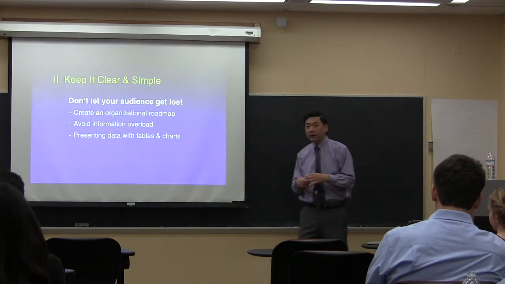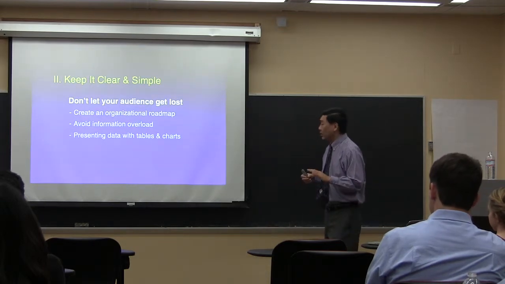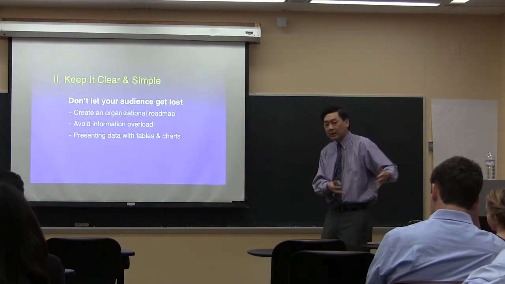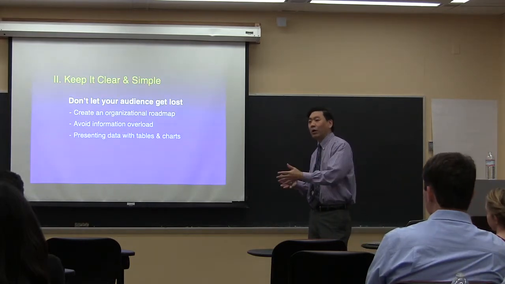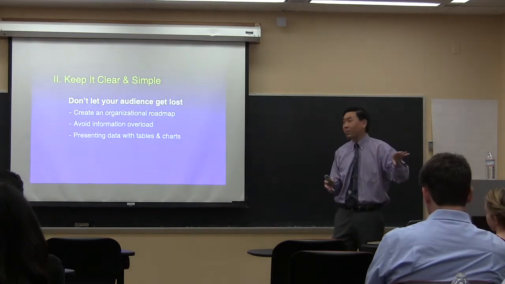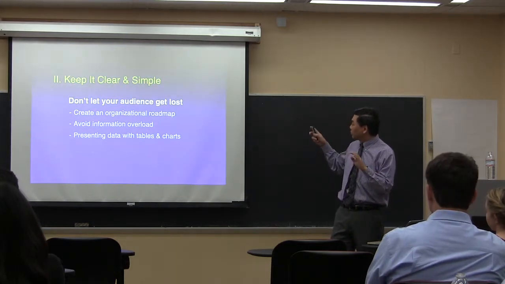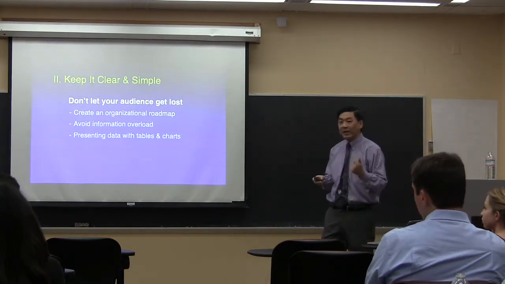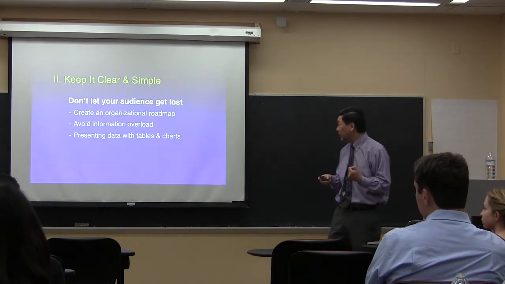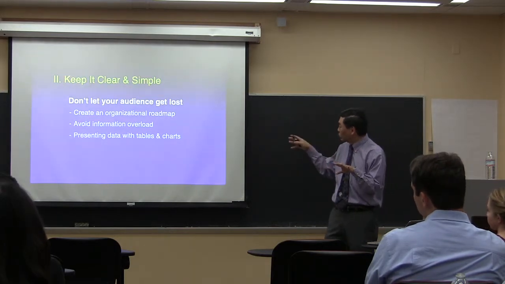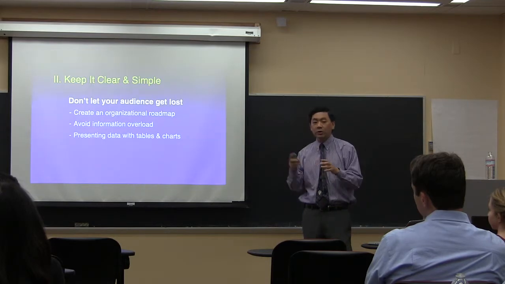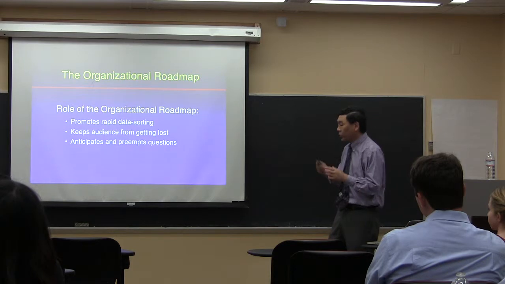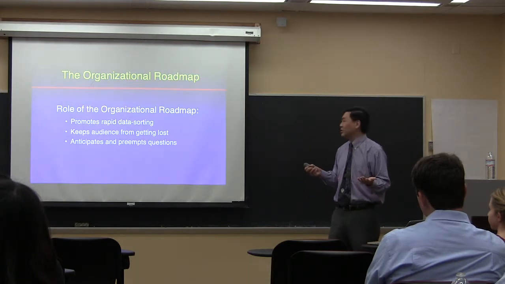Part 2, keep it clear, keep it simple. Okay? The whole point of this section is to help you usher your audience safely through your talk without letting any of the members get lost in the process. So this means creating an organizational roadmap, which we'll go through very briefly, and avoiding information overload, especially when you're presenting data. When you're presenting data, we'll give you some strategies on how to make your tables and charts more effective and easier to understand. Hopefully this will all be clear. The organizational roadmap. Okay. This is something pretty straightforward.